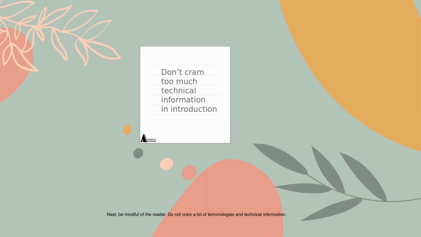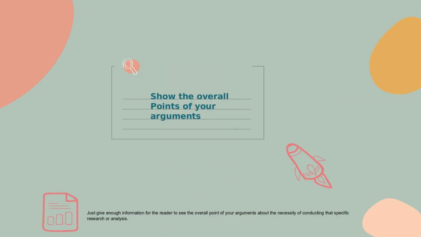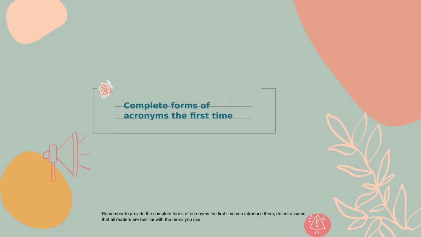Next, be mindful of the reader. Do not cram a lot of terminologies and technical information. Just give enough information for the reader to see the overall point of your arguments about the necessity of conducting that specific research or analysis. Remember to provide the complete forms of acronyms the first time you introduce them. Do not assume that all readers are familiar with the terms you use.